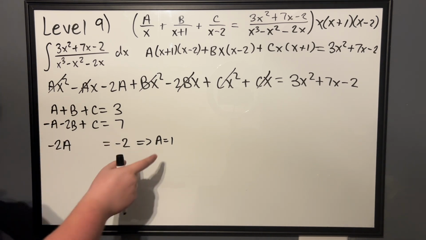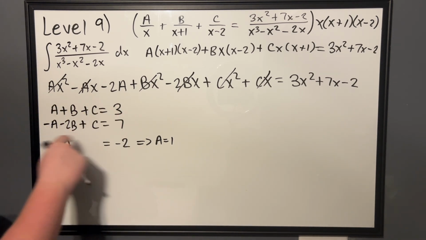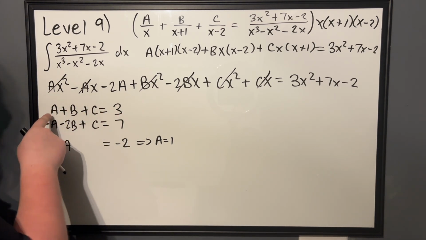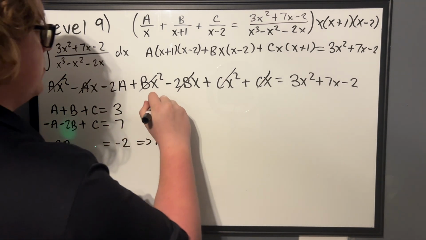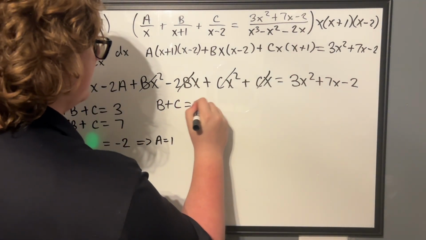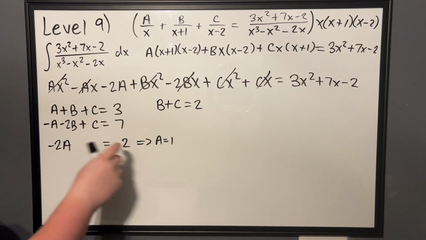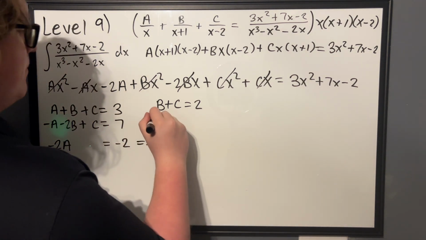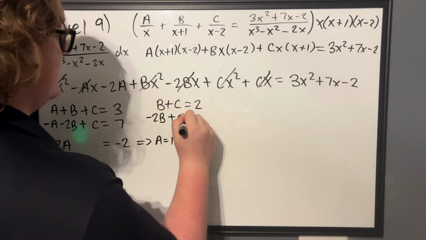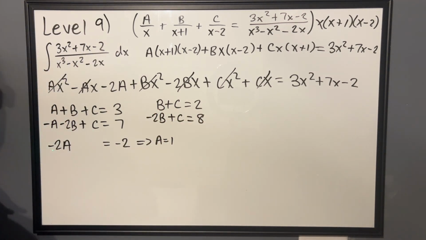So now if a is equal to 1, we're going to go ahead and sub into these two equations. So we'll have 1 plus b plus c is 3. So we need to subtract this 1 over. So we'll get b plus c is equal to 2. And in this one, if a is 1, we'll get a negative 1, which we can add over. So we'll get a minus 2b plus c is equal to 8.